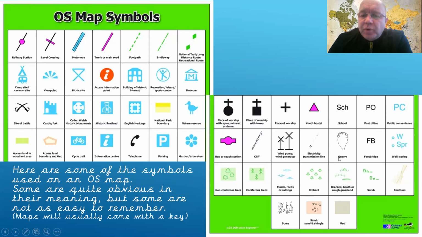Now, we've also got symbols that refer to the type of land you might be walking on. Here we've got non-coniferous trees, and there we've got coniferous trees. So these are trees that will lose their leaves during winter. These are leaves that are evergreen, so firs and those types of trees. So you actually find out what type of tree you might see. The symbol for marsh and reeds, so wetlands, symbol for orchards, and so on.